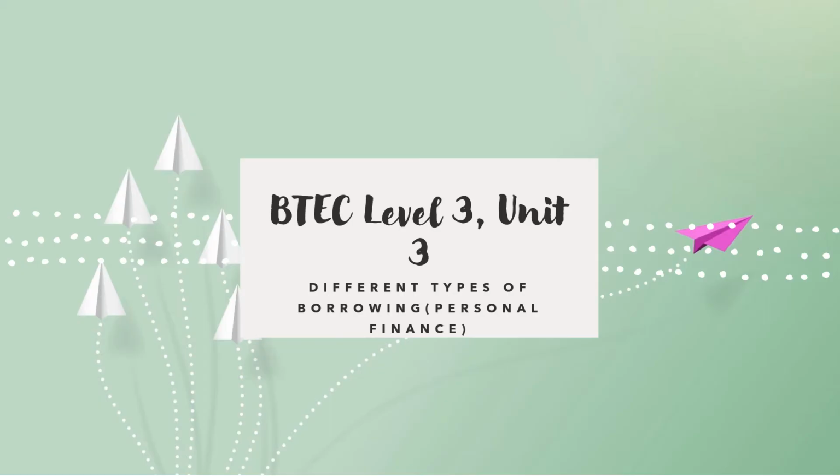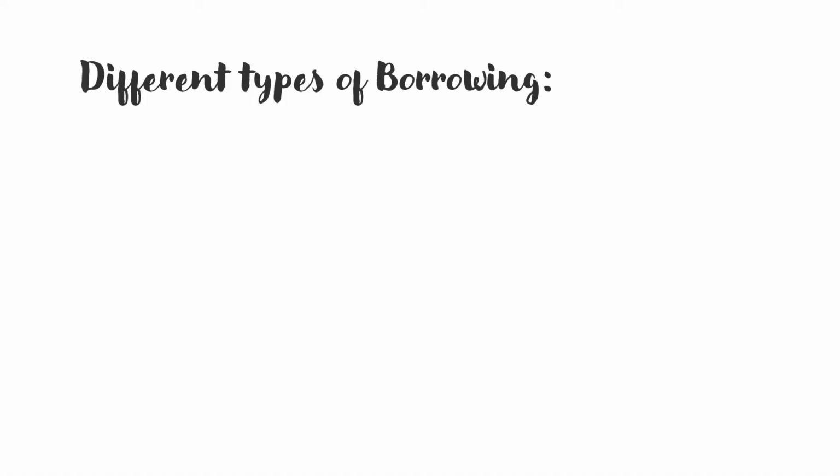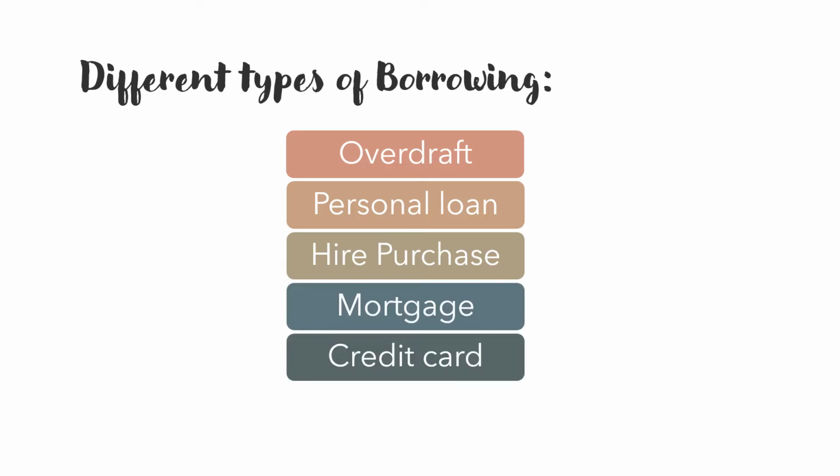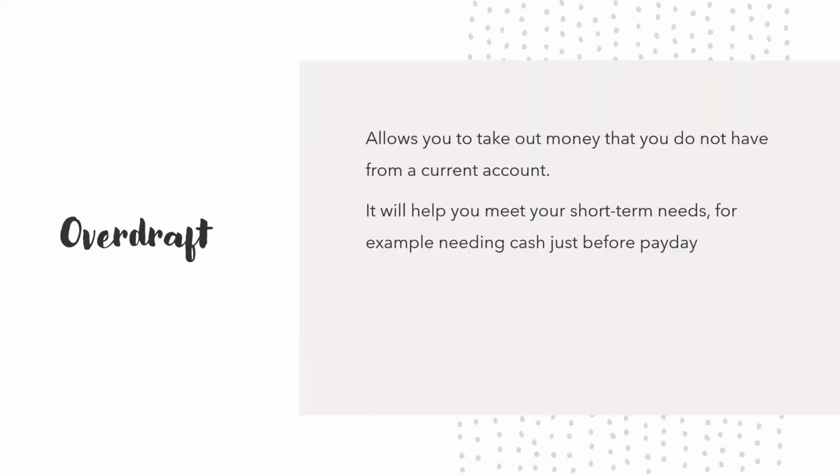Now, I'm going to go through that in detail. I'm going to go through the different types of borrowing that could be available to an individual. So what are the different types of borrowing that are available? There's an overdraft, a personal loan, hire purchase, a mortgage, a credit card, and a payday loan.